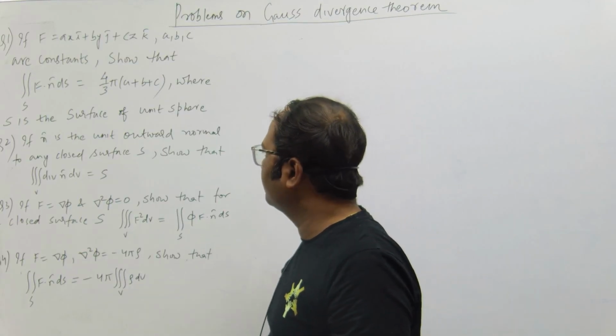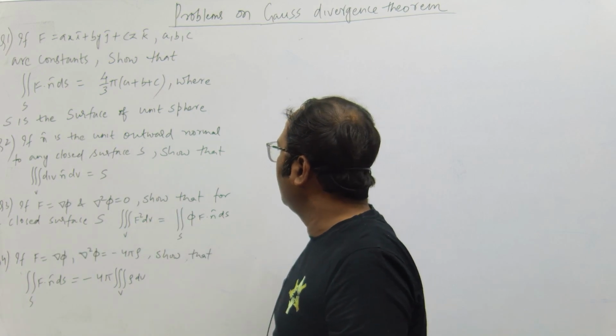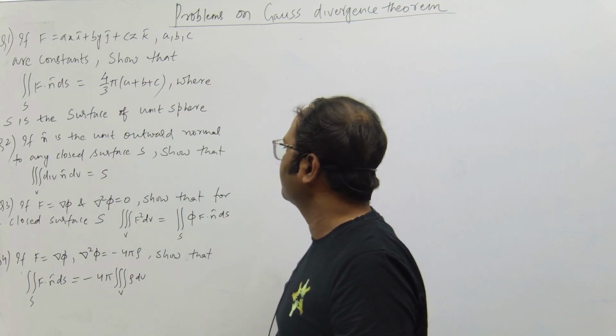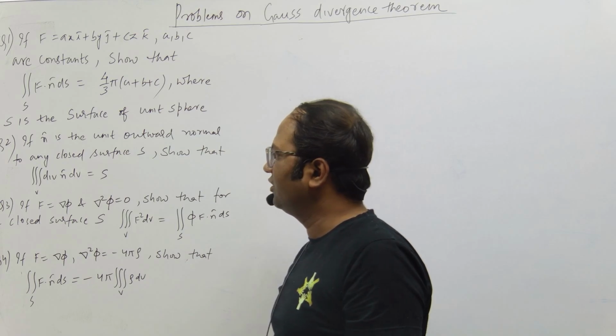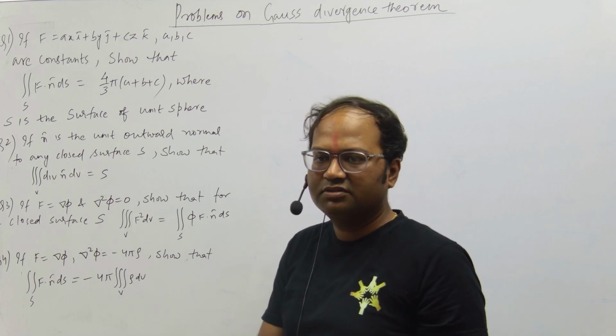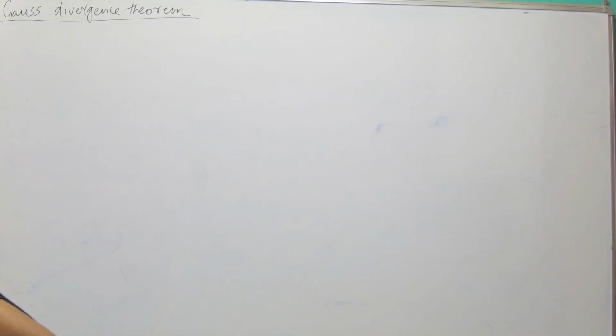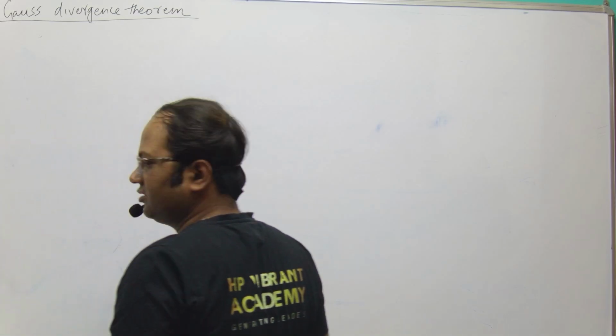Okay, so what is given in question number 2? N cap is a unit outward normal to any closed surface S. Show that the integral of divergence of n cap dV is equal to S. Okay, so let us solve this. How can we solve this?